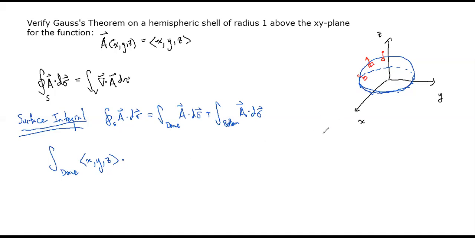So how do we express the surface? Well, what's true about x squared plus y squared plus z squared? It's the radius squared, right? Exactly. And what is this radius for this hemispheric shell? 1. Right. So this is essentially the parameterization of the surface. We're looking at the surface of radius 1, or x squared plus y squared plus z squared equals 1.